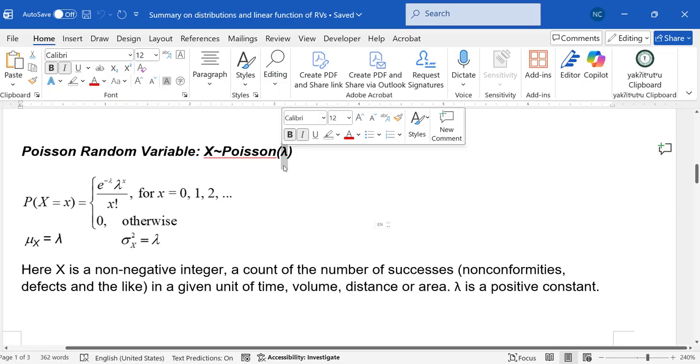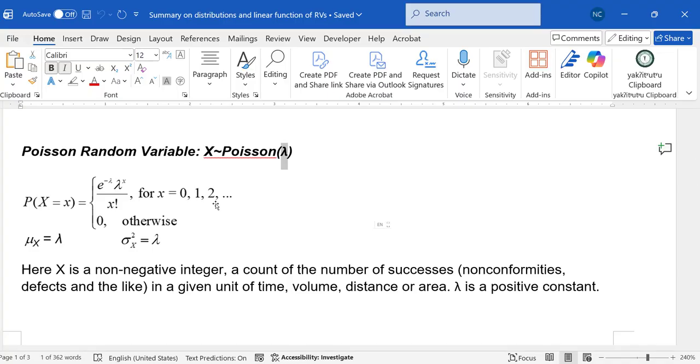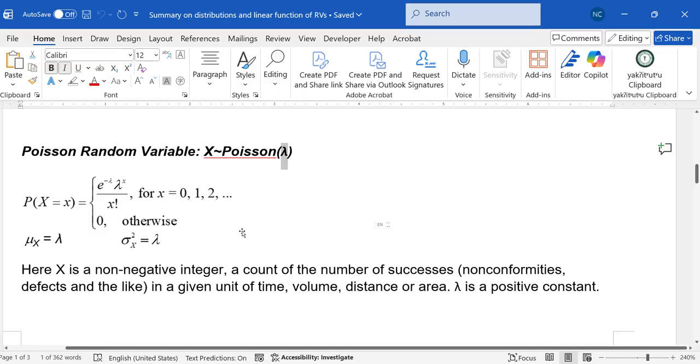The difficult part sometimes is lambda. I may give you lambda per hour. Say per hour, 10 people go to the ATM, but I ask about the last 3 hours. Then your lambda will be per 3 hours. So how you define that lambda is sometimes the difficult part.